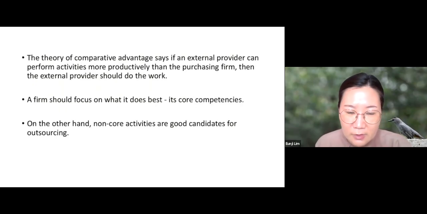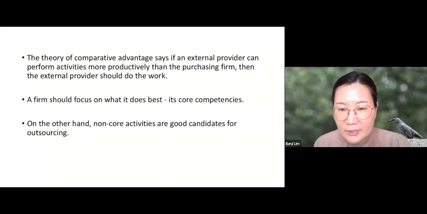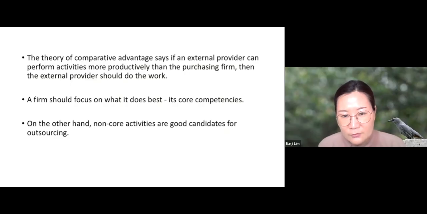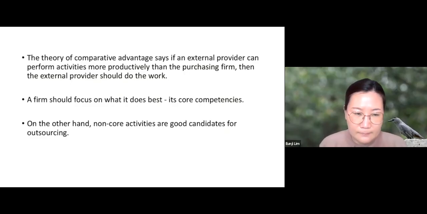So here's a theory we can use. It's called the theory of comparative advantage. It says, if an external provider can perform activities more productively than the purchasing firm, then the external provider should do the work. We can translate this as follows. A firm should focus on what it does best, its core competencies. On the other hand, non-core activities are good candidates for outsourcing.